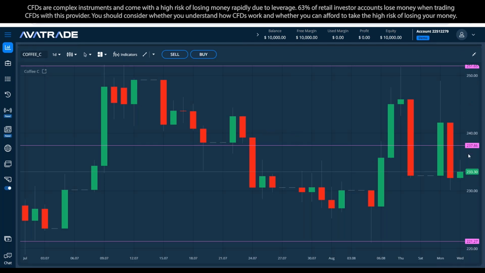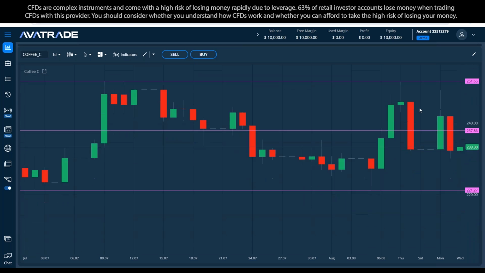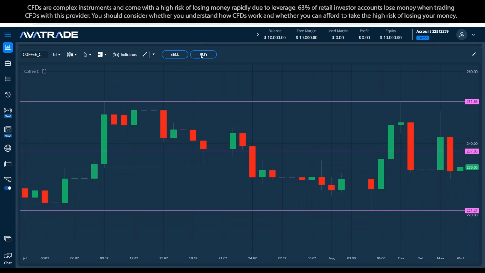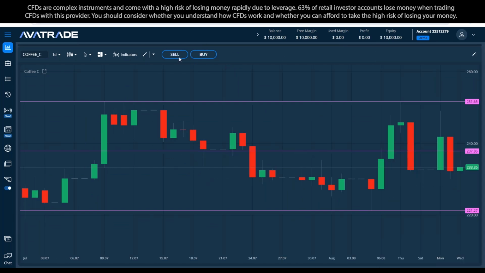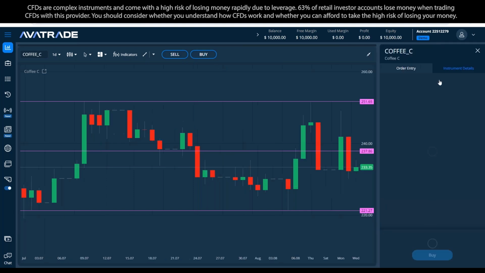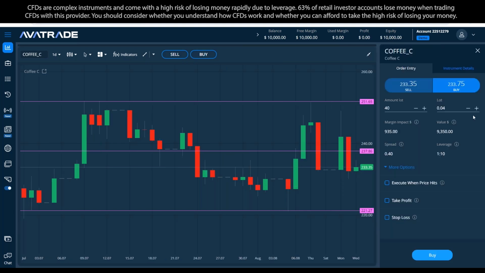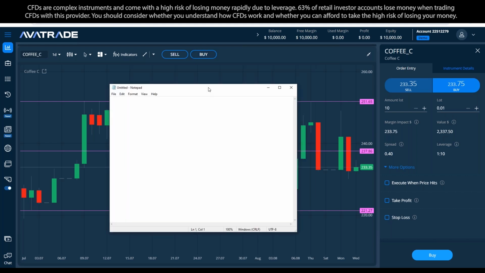To be able to squeeze down the chart, all I have to do is click on the price column, click and drag it down. Then I can move it up and down. And then to open this sidebar, all I have to do is click sell or buy. There you go. Let me change it to the minimum. You'll understand why very soon.